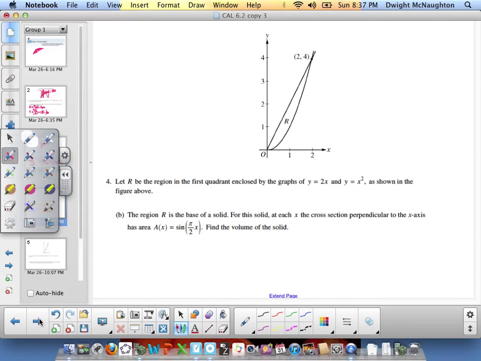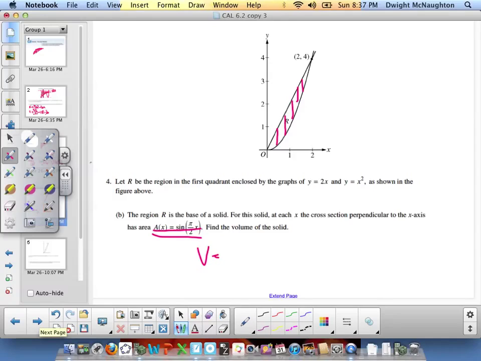All right, our next question is also an old AP exam. Number 4, R is the region enclosed by 2x and x squared, as shown in the figure. The region R is the base of a solid. For this solid, at each x, the cross-section perpendicular to the x-axis has an area of, so they're telling us what the area of each cross-section was. So what we need to do is take these areas and just add them up from 0 to 2.